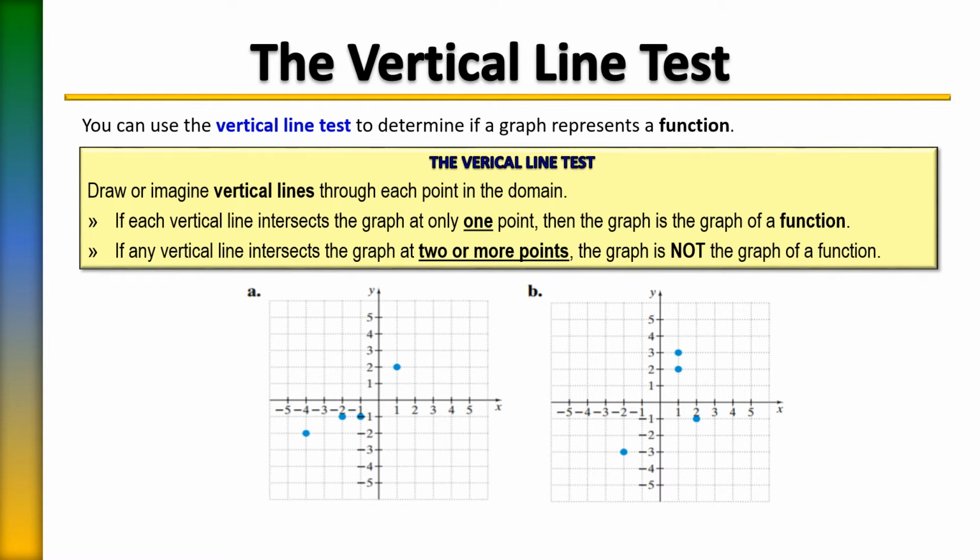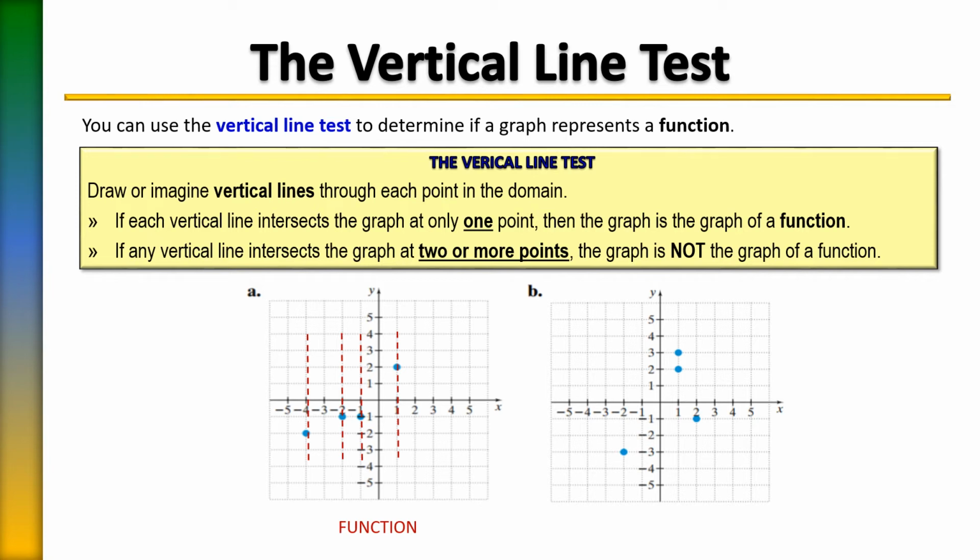So let's go ahead and draw some vertical lines. Drawing a vertical line through each one of these points, I am only touching it in one place. It is only intersecting at one point, so therefore the first example is an example of the graph of a function. Let's take a look at B.